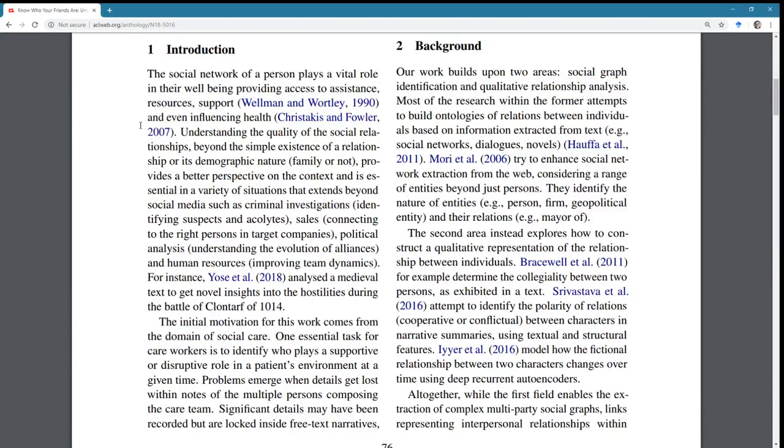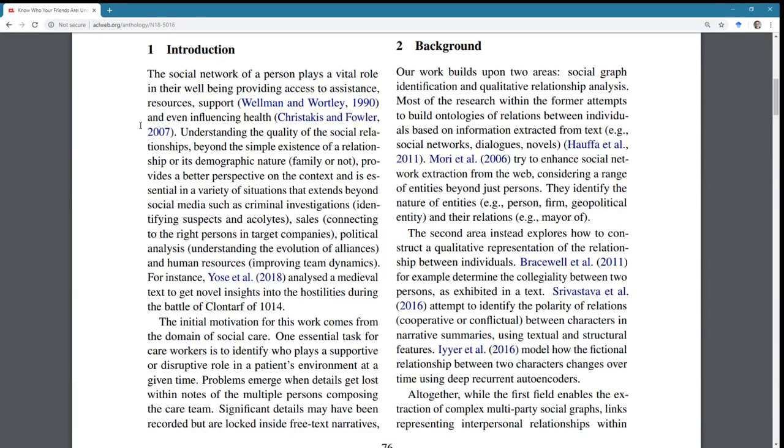If I don't see any citations older than like last year in your paper, that's a worrying sign for me. "Understanding the quality of the social relationships beyond the simple existence of a relationship or its demographic nature, family or not." So in my example, my husband and I have a familial relationship. A friend of a friend does not. "Provides a better perspective on the context and is essential in a variety of situations that extends beyond social media, such as criminal investigations, identifying suspects and acolytes."